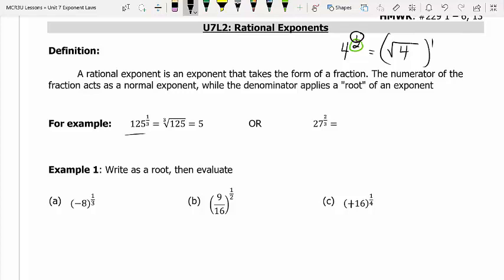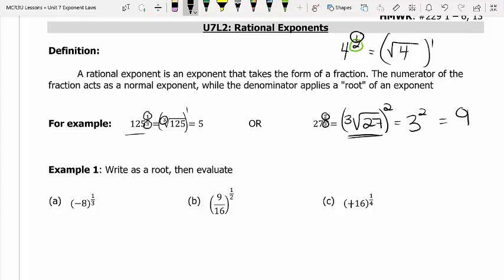We have 125 to the power of a third. So the denominator becomes the root. That's why we have a third root applied to the 125. And then the numerator is just the regular exponent that it's raised to. Because the numerator is 1, it doesn't really affect the question, but we still have to be aware of what it is for. 27 to the power of 2 over 3. The denominator is the root, so we're going to take the third root of 27, and then the numerator is the regular exponent, so it's all squared. The third root of 27 is 3, and then it's squared, so our answer is 9.